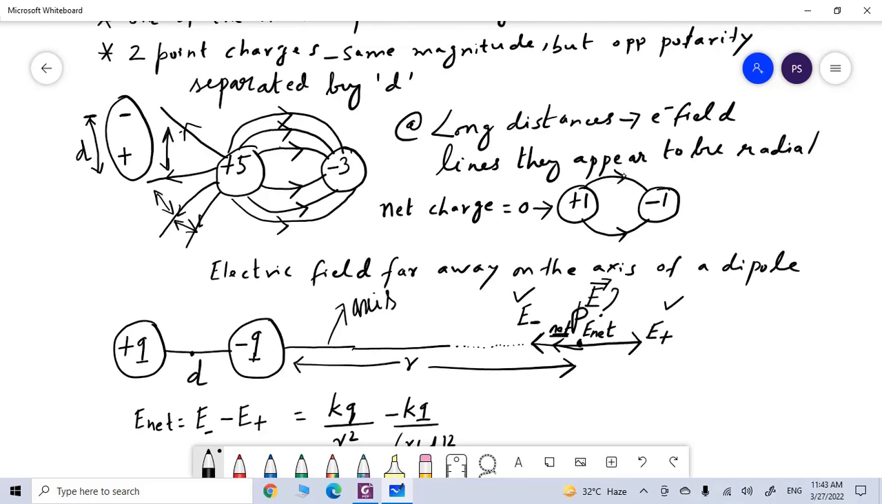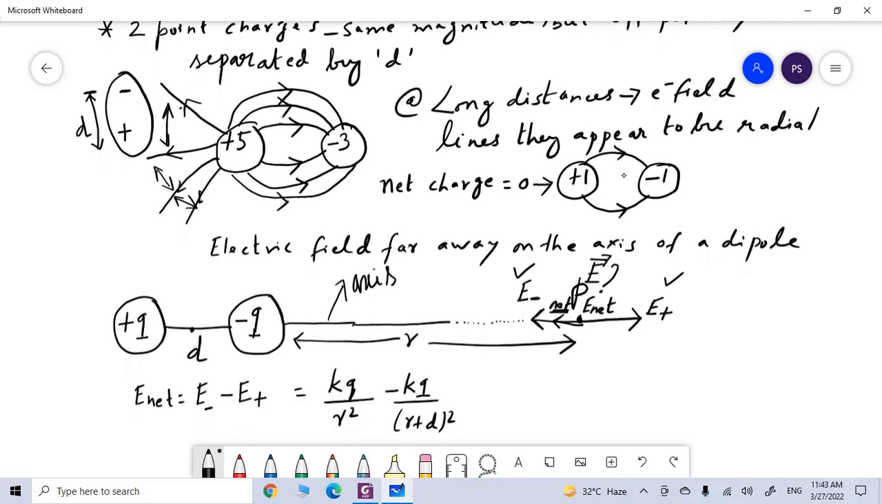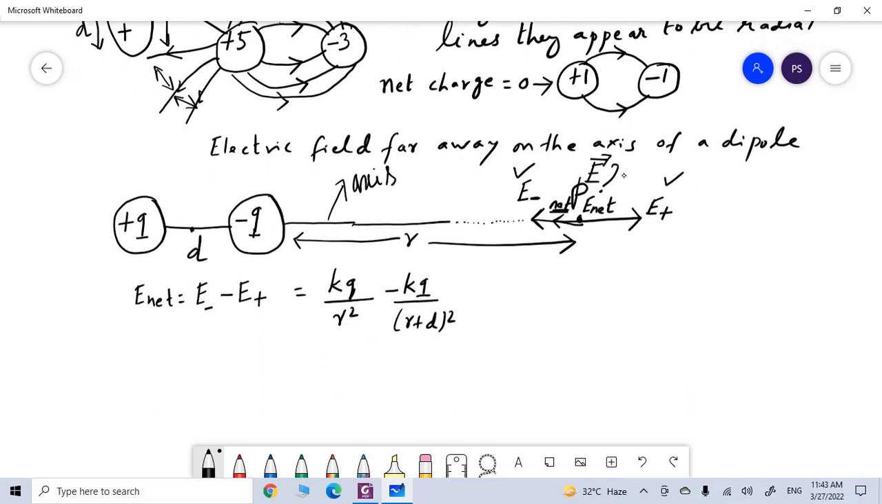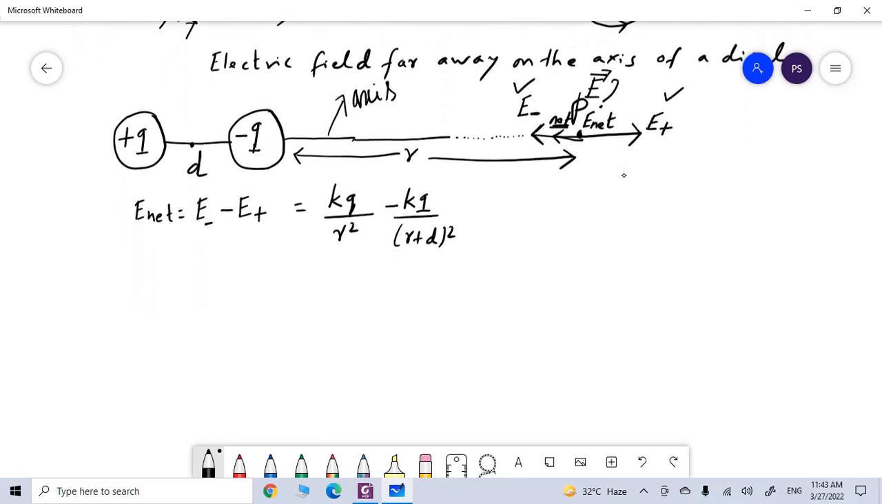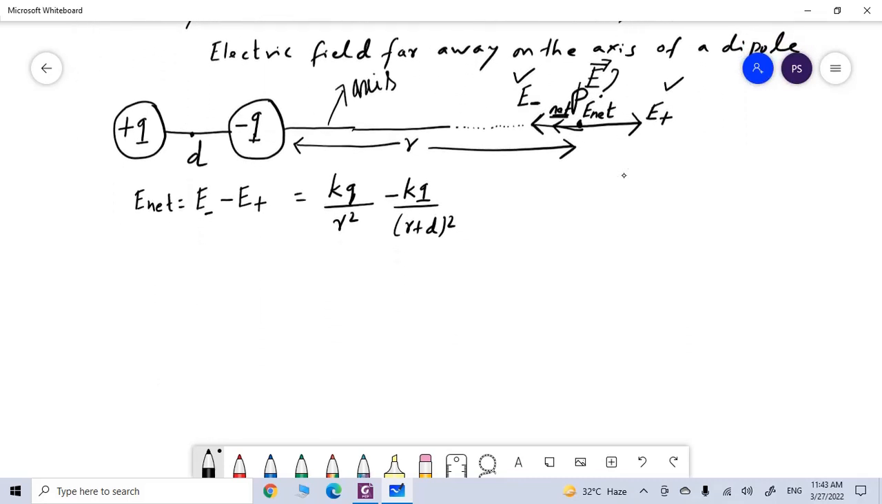Now let's calculate the electric field. So we want to calculate the net electric field. The net electric field is written with a very simple equation. We are going to use the superposition principle. It's going to be E minus. In this case, since the direction of E plus is opposite, we write minus E plus. You know what E minus is, which is kq by r square. The distance is r square. However, E plus is minus kq divided by r plus d the whole square.